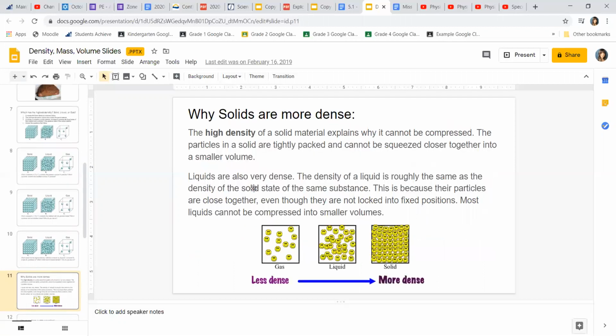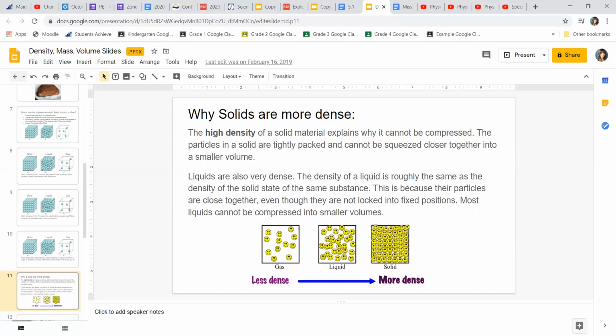And then why solids are more dense. So the high density of a solid material explains why it cannot be compressed. Remember how we talked about that last lesson, how solids are the hardest to compress compared to liquids and gases. And obviously liquids are still kind of difficult to compress, but a little bit easier than a solid. And then gas would be the easiest simply because the molecular bonds between the particles are easily broken.